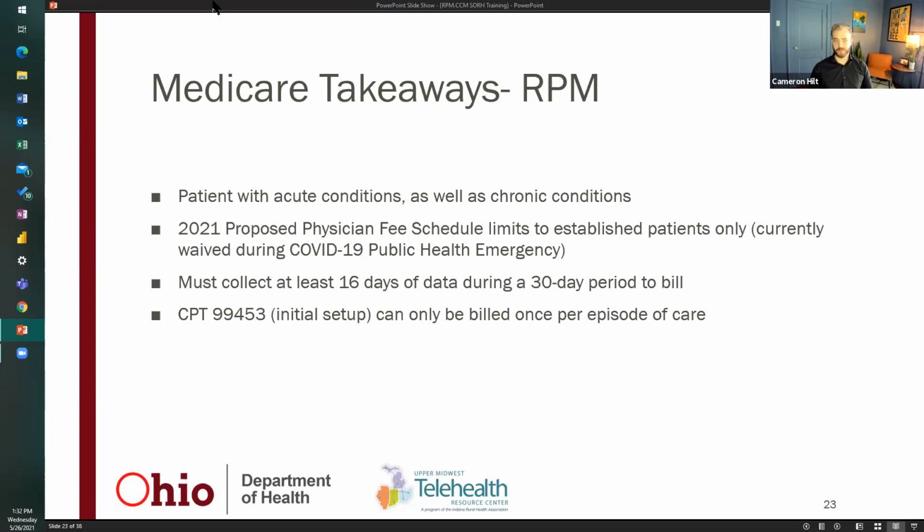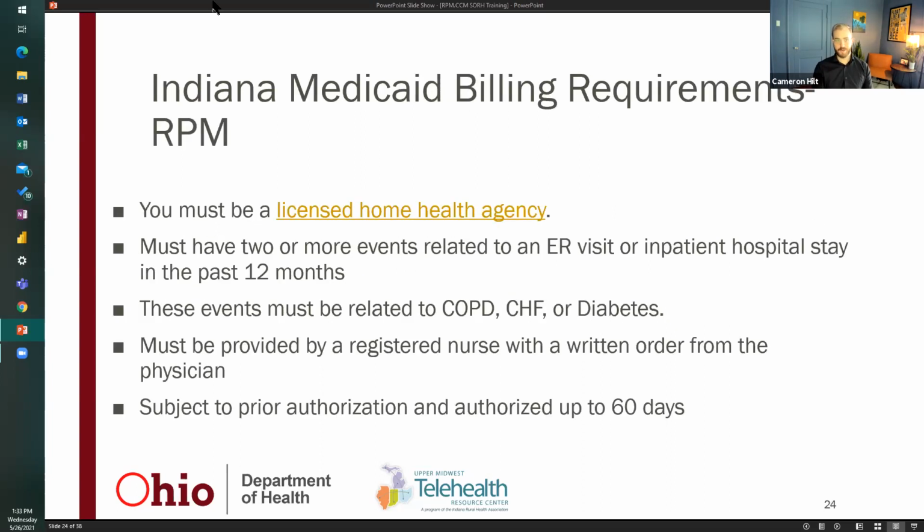And certain codes, such as the 99453, can only be billed once per episode of care. And so that code is about the initial setup. So that's kind of a broad overview of the typical codes that you would bill for RPM, as well as some of the stipulations that are attached to it.